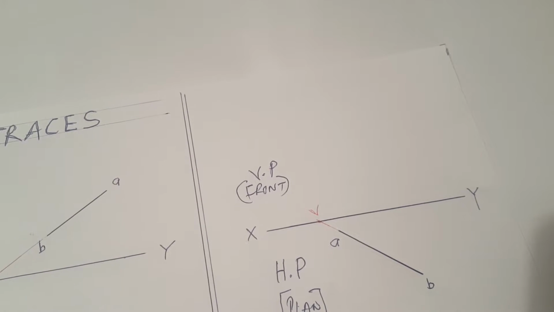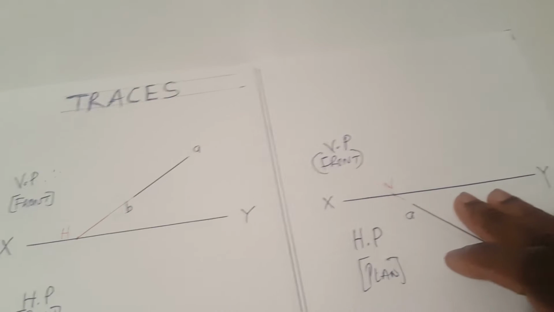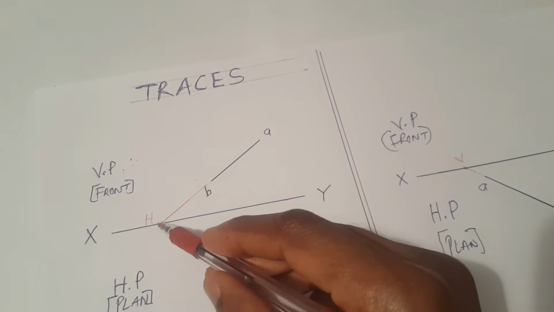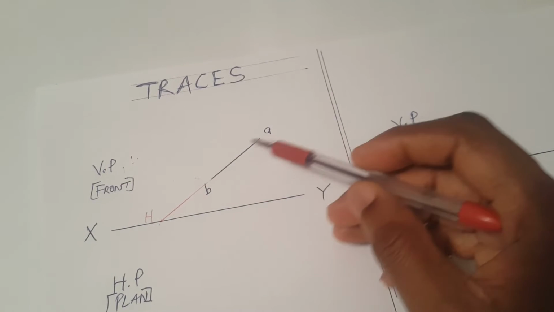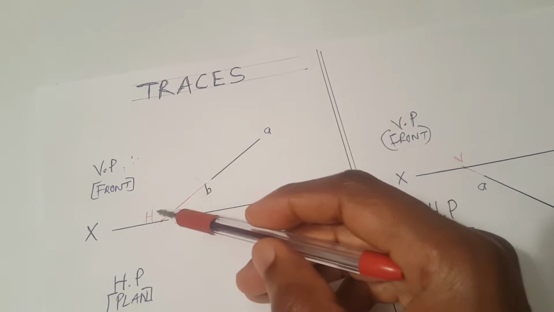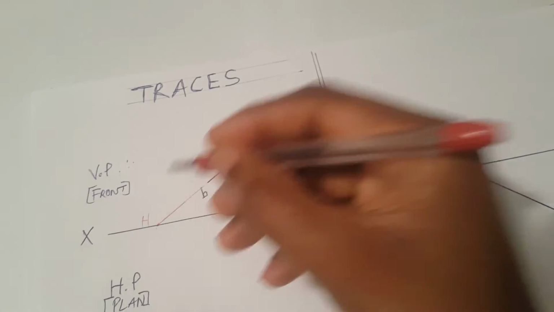At the end of this video, you should know how to generate trace. What is trace? A trace is basically the point where a line cuts a plane. In this case, we have a line AB, and this line is allowed to cut the XY line. Here would form the horizontal trace.